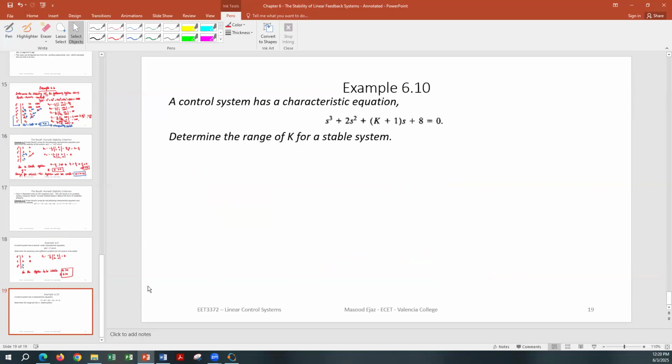And the last problem, let's do this, so we can have one complete lecture of chapter 6 that I can post. A control system has this characteristic equation. Determine the range of k for a stable system. Again, let's use the Routh-Hurwitz method. In these cases, make sure you use Routh-Hurwitz. If I'm just asking you to determine the stability, you don't really have to use Routh-Hurwitz. Just calculate the roots and determine the stability of the system.